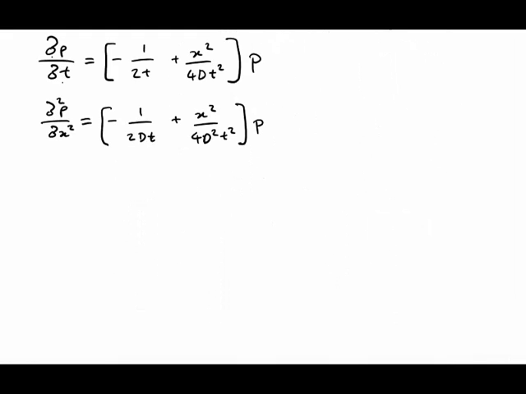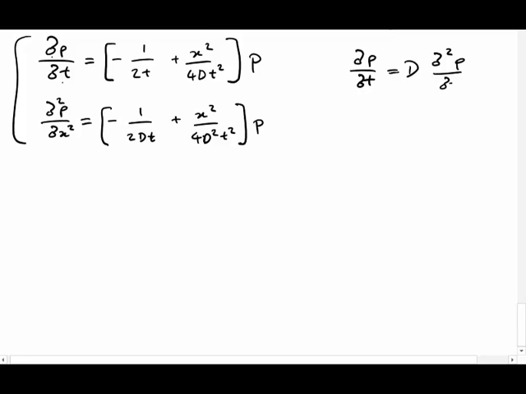Well, these are the 2 things which I've just worked out now. Remember what I want to show. I want to basically show that the derivative of p with respect to t is equal to d lots of the second derivative of p with respect to x squared. This is my diffusion equation. This is what I want to satisfy. So in other words, when I put that in there and that in there, the left-hand side is equal to the right-hand side. Well, is it? Well, let's have a look. So let me just write, this is the left-hand side.